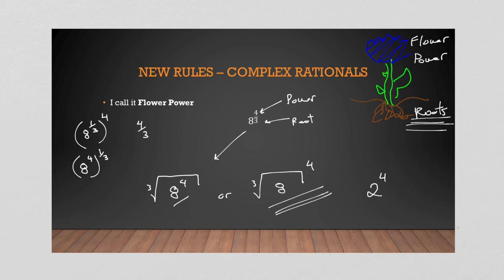In this example, you would have had to calculate 8 to the power of 4, which is a relatively large number, and then try to find the cube root of that relatively large number. So a lot more work. So this notation is a lot more friendly to you. So just remember flower, power.